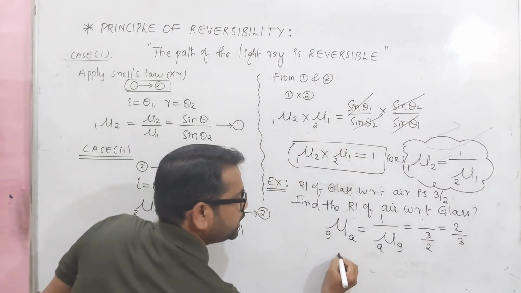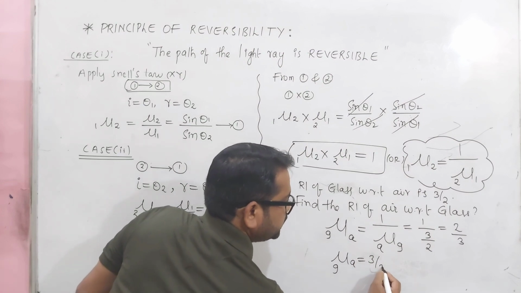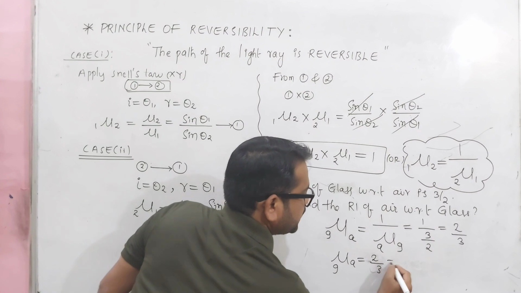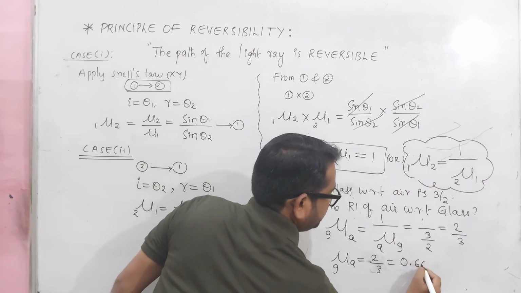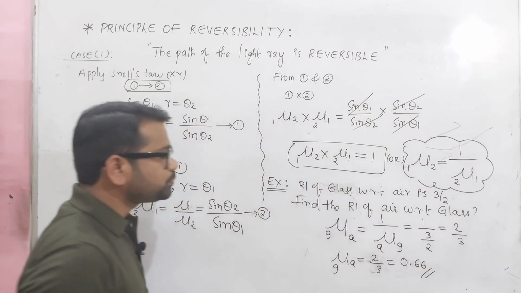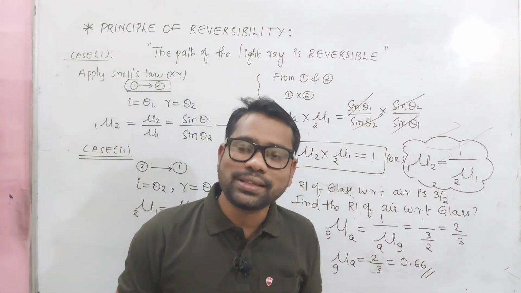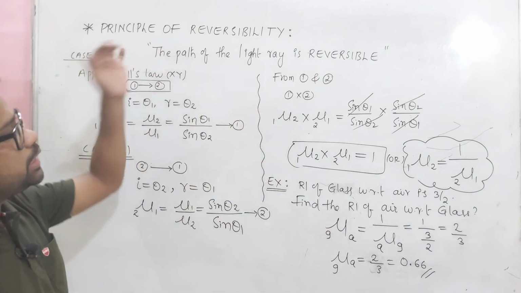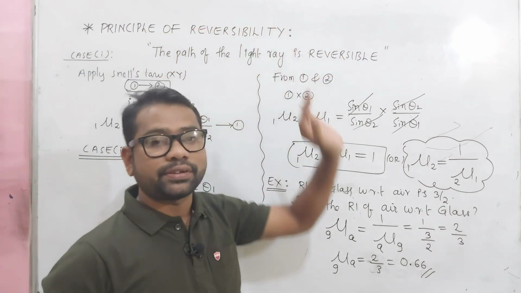So, the refractive index of air with respect to glass is equal to, already 3 by 2, so 2 by 3. 2 by 3, it can be 0.66 something you can get. So children, this is how we can do the very simple numericals based on the principle of reversibility. So this is what the principle of reversibility is. It says that the path of the light ray is reversible.